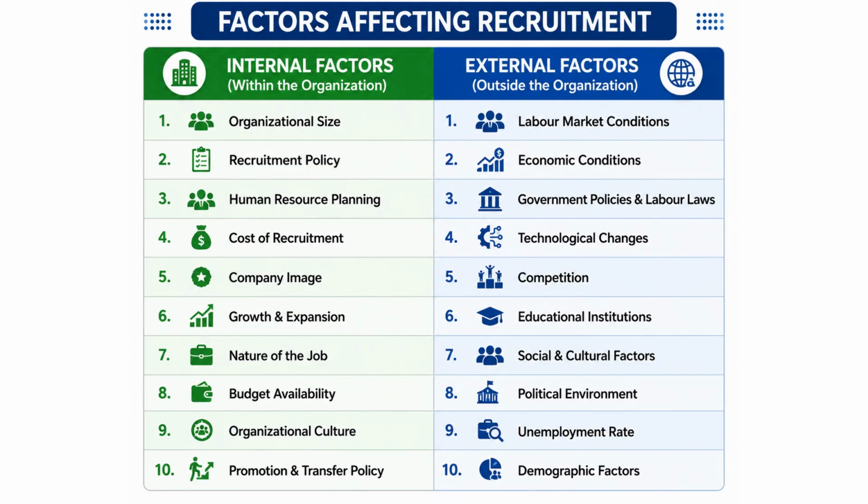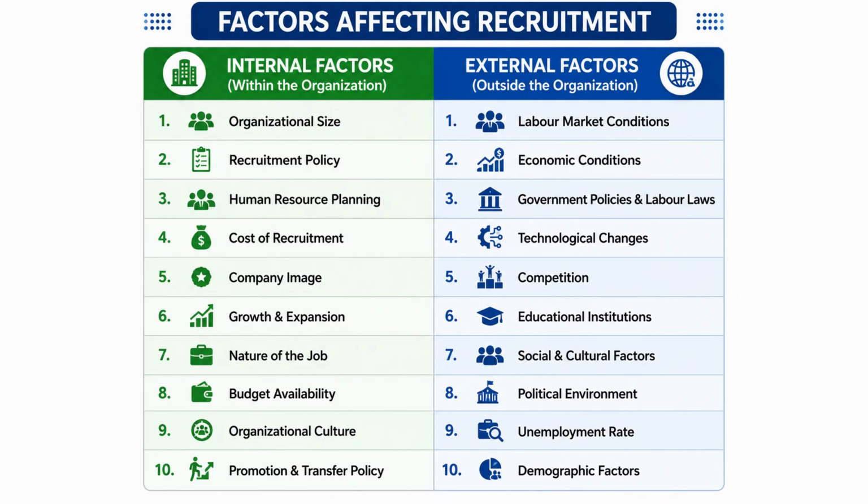Fourth one is technological change. Technological change has transformed recruitment. Many companies use AI, applicant tracking systems, online interviews, and recruitment software. For example, instead of paper resume, candidates now apply online through company website. Fifth factor is competition.